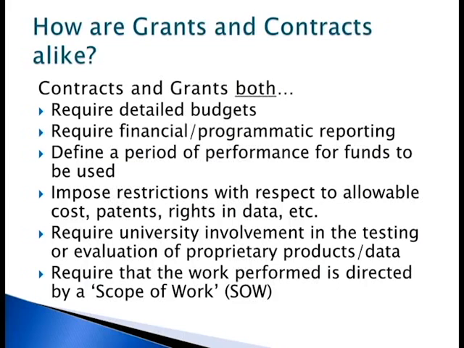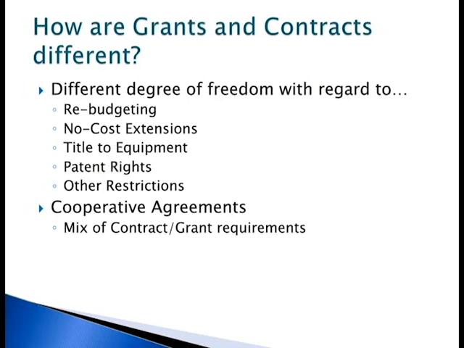How are grants and contracts alike? They both have detailed budgets, financial programmatic reporting. They define a period of performance. There are restrictions as to the cost, the release of data, and to patents. They require university involvement in the testing or evaluation of proprietary products or data, and they also have a specific scope of work. How are they different?